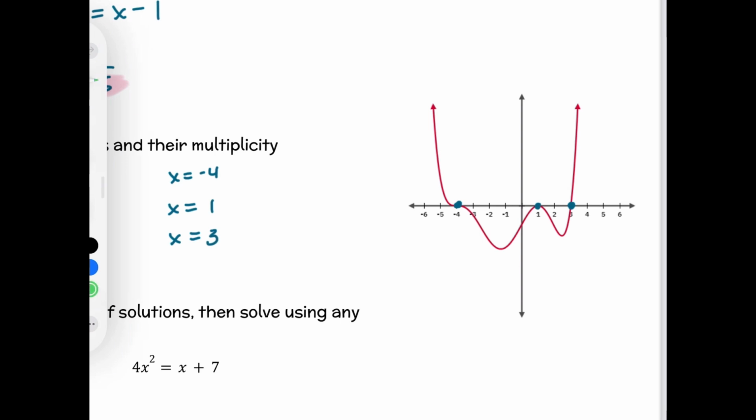And what I want you to do is tell me what behavior is happening. So multiplicity, we have a wiggle here, so that's going to be 3. So the multiplicity would be 3 for a negative 4. Here, we have a bounce. That would be a multiplicity of 2. And here we just cross straight through, so we have a multiplicity of 1.